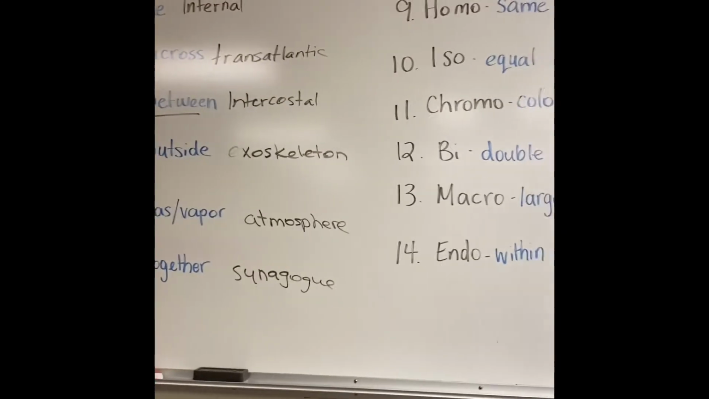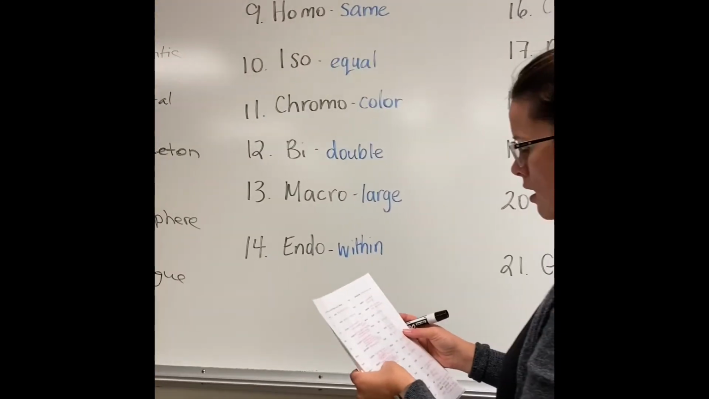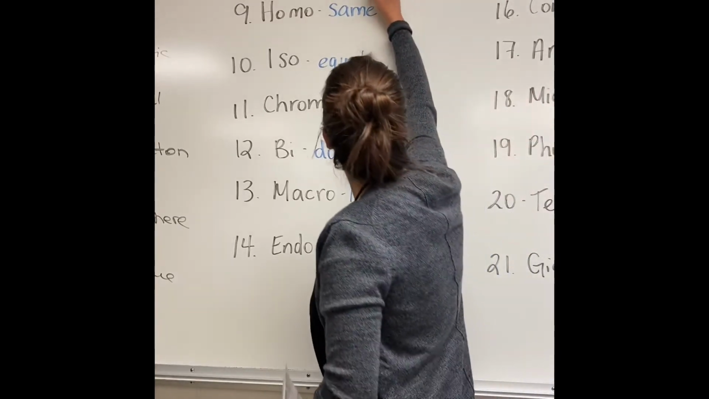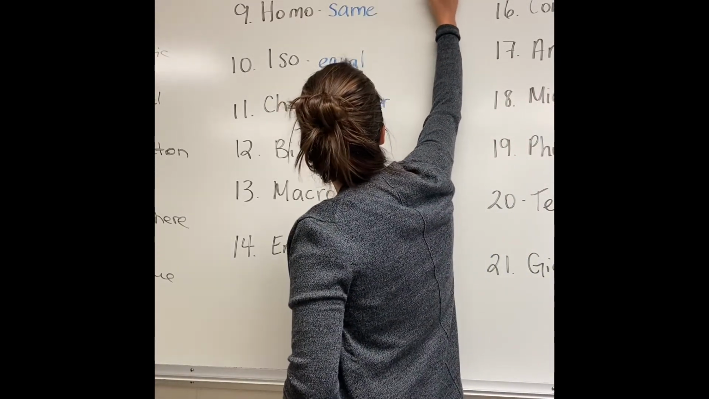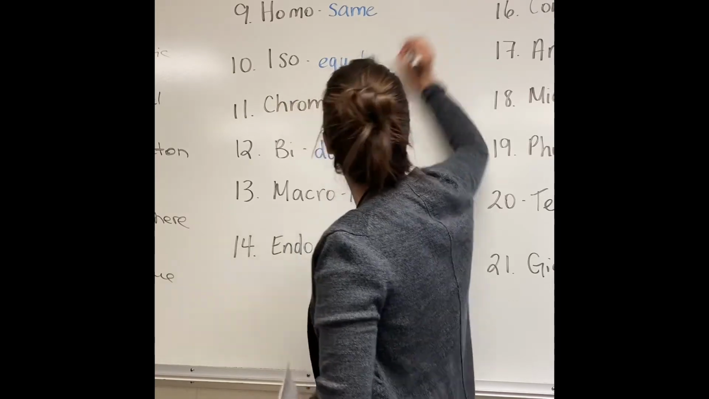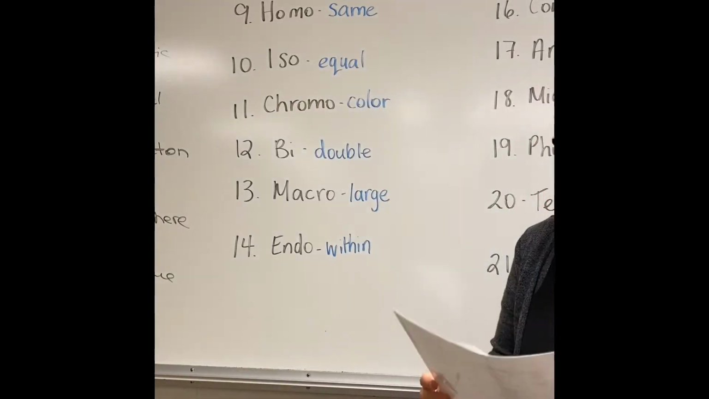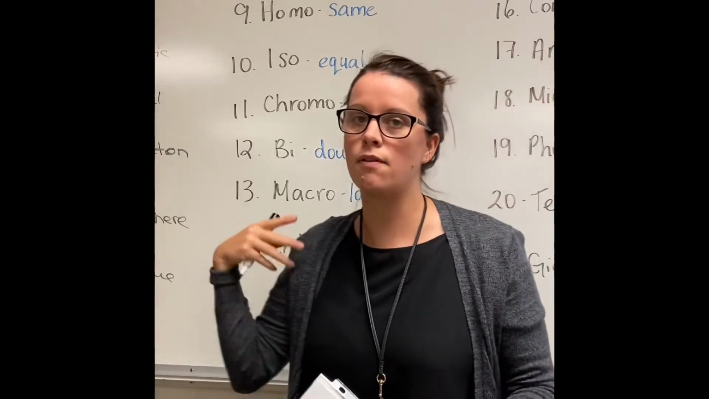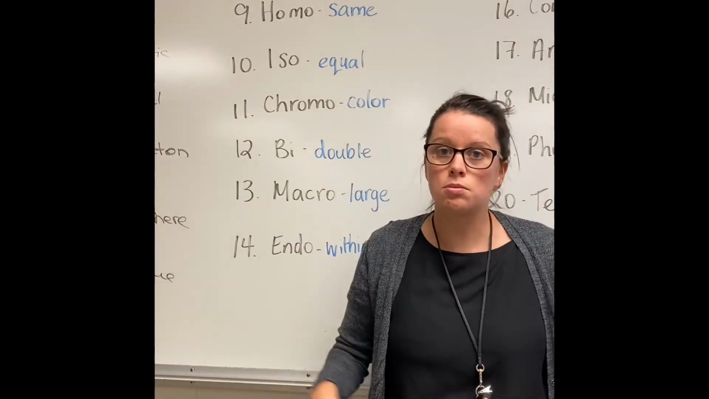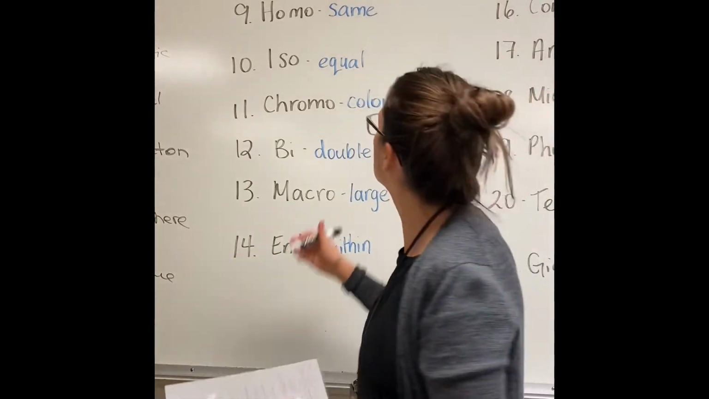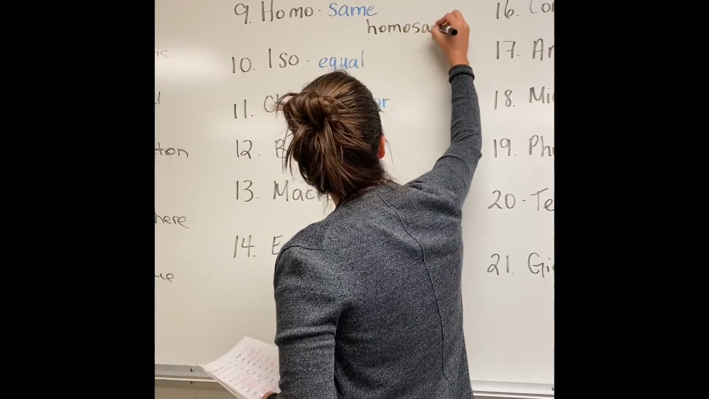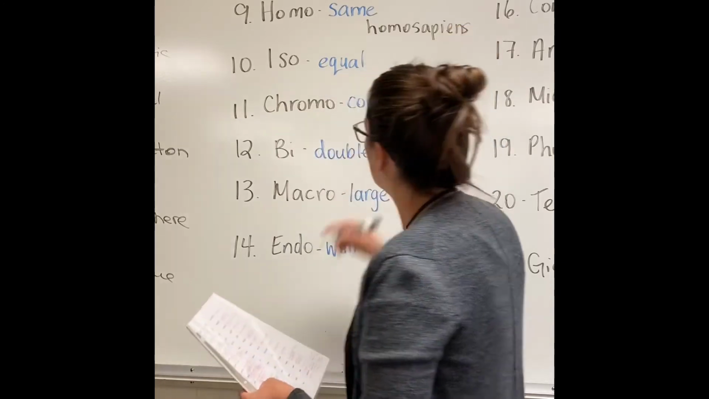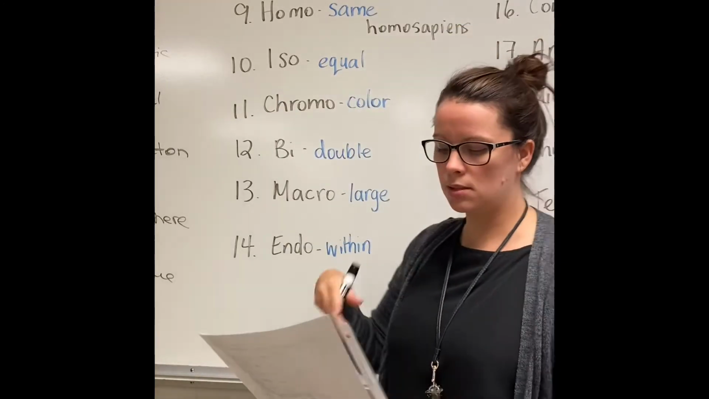We've got hetero. Hetero means different. We are heterogeneous. We come from different types of cultures and things like that. Now homo. Homo means the same. So we could have, we're Homo sapiens. We're all part of the same species. So Homo sapiens.